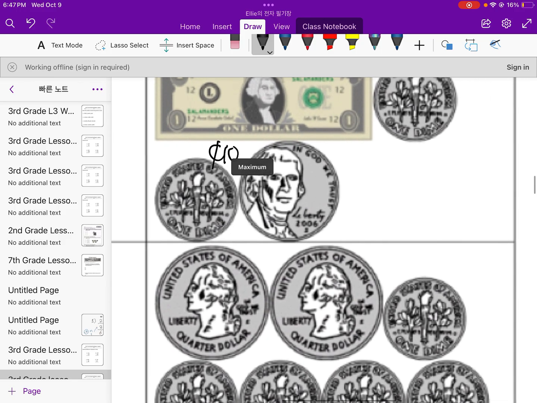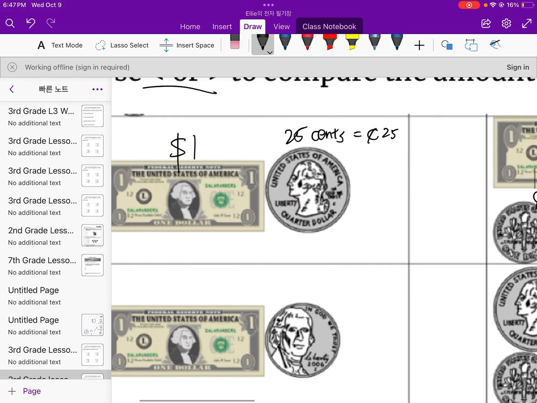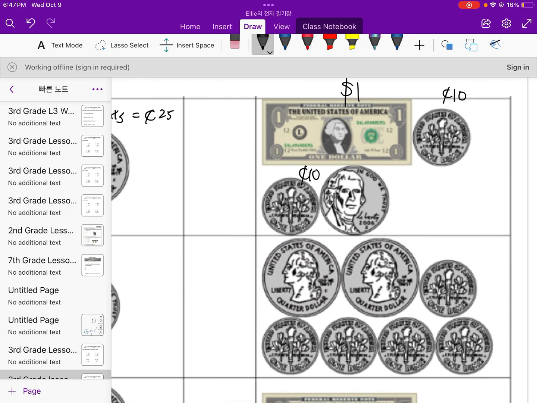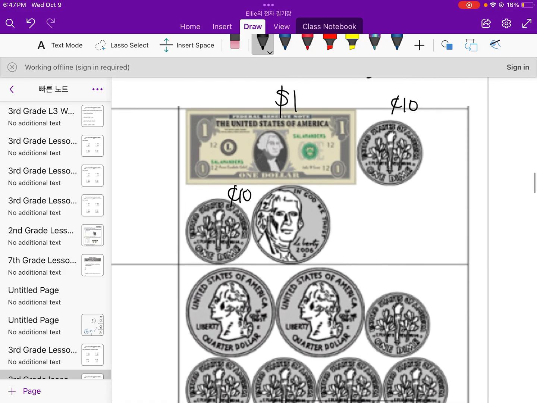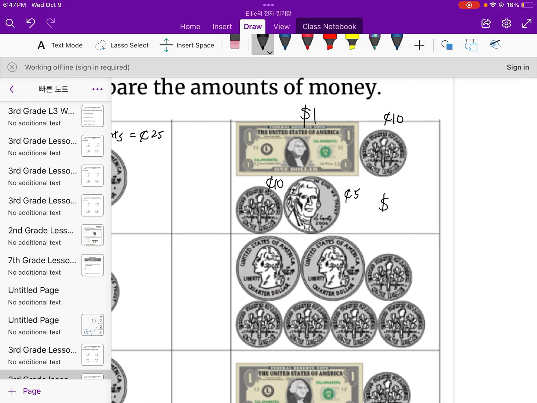Let's see. So this should be $1.25, so we will put $1.25. And this dime, and this is the dollar, and this is the nickel, so that's 5 cents. So it's also $1.25 here, so it should be an equal sign.